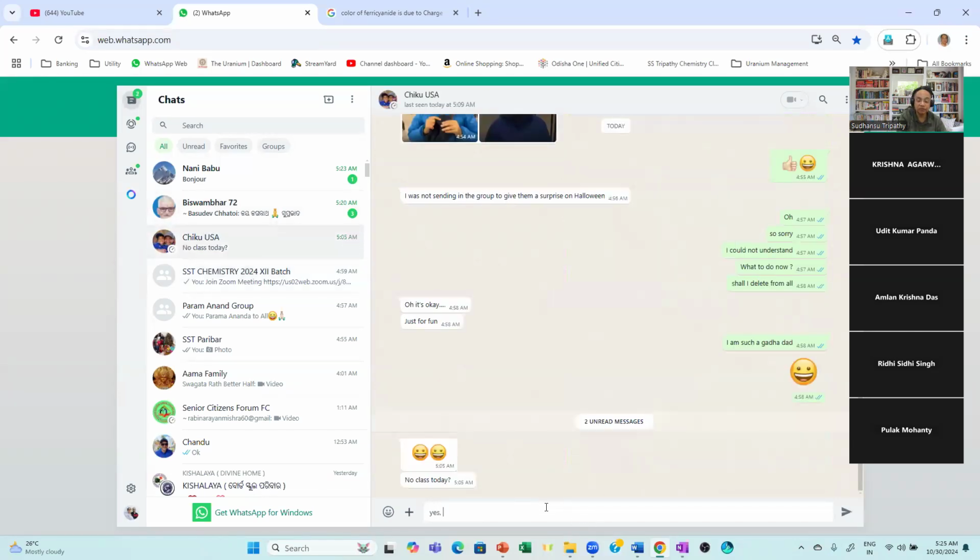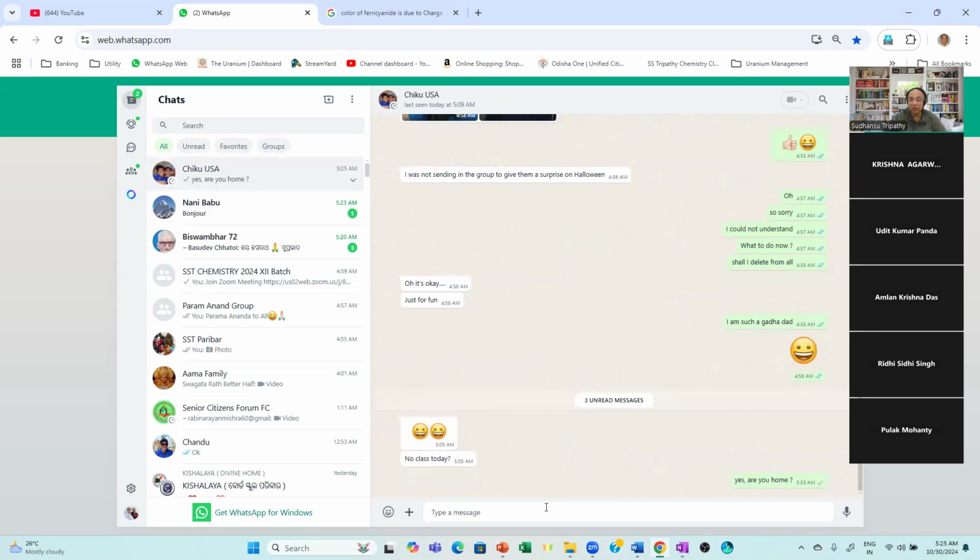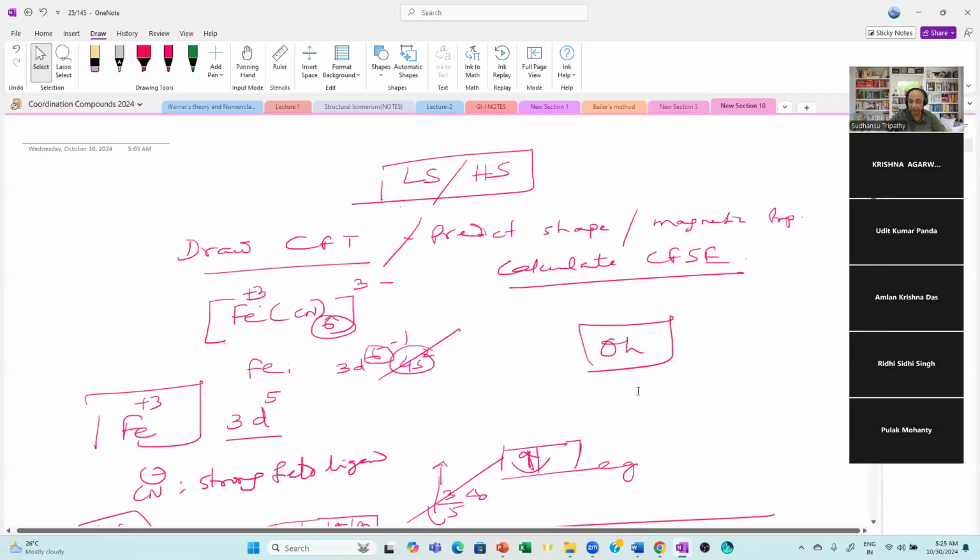No, all CT absorptions are very strong, and the color is also very intense, right? Yes, sir. Whenever you find cyanide or carbonyl complexes in your examination, they are mostly colorless, but ferricyanide and ferrocyanide are colored.